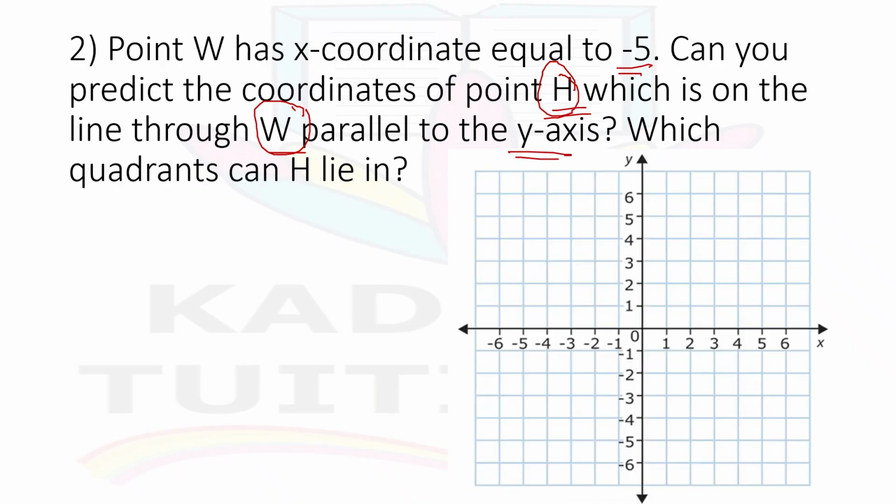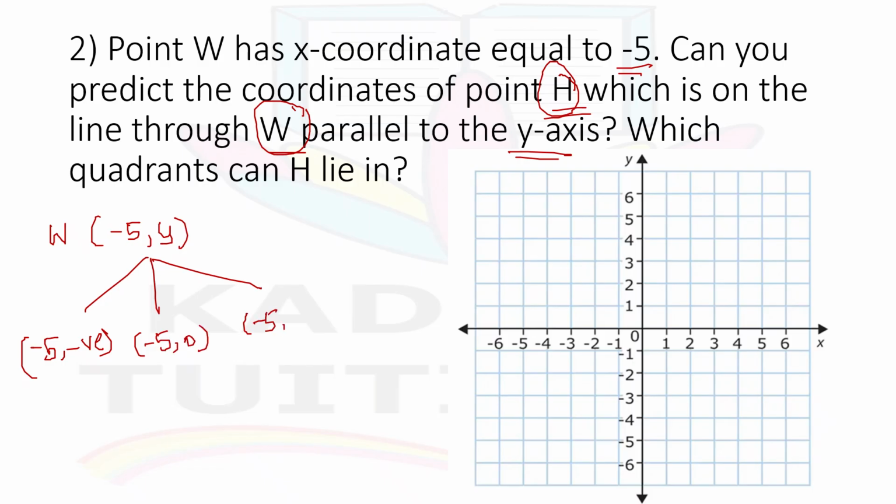First we will take one graph, and we need to define the point W. The x coordinate is fixed, given as -5, but the y value was not given, so I am taking it as y for now. But y can be of three cases: y can be negative, y can be 0, or y can be positive. First we will mark the second case. Because the y value is 0, it is going to lie on the x-axis. So (-5, 0).